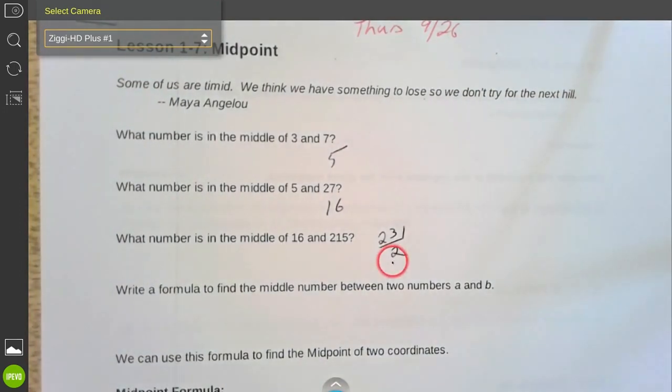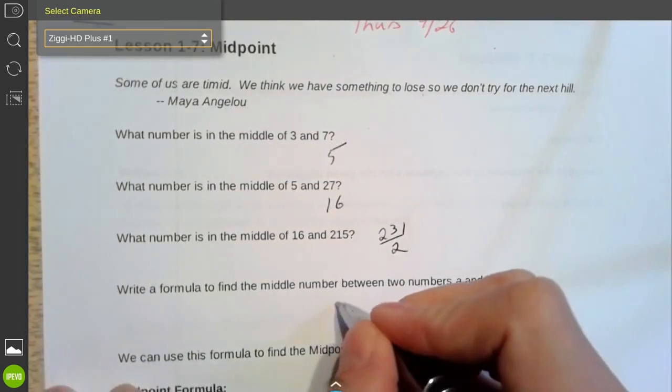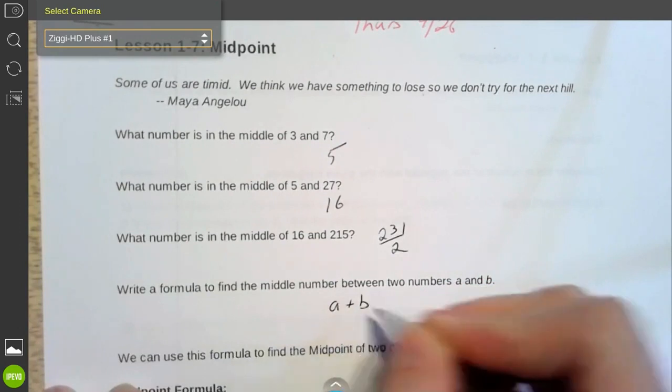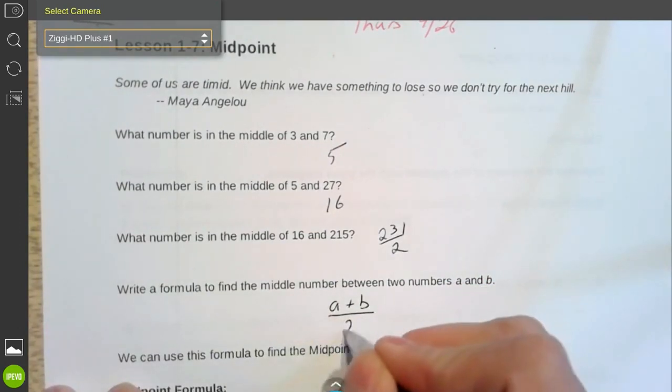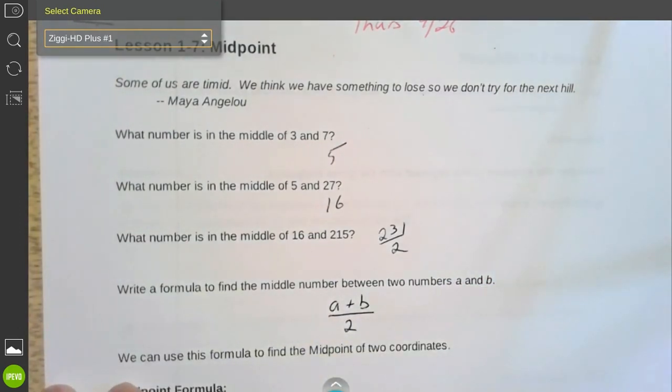There's an interesting number. So how do we come up with these? What did you do? Write me a formula where if I've got any two numbers, A and B, like 16 and 215, what kind of formula could I use to find the middle number between A and B? Give me your formula. So hopefully you came up with that middle number. What I was doing is adding the two and dividing by 2. That's a really easy way to find that middle number. That gives that center every single time.